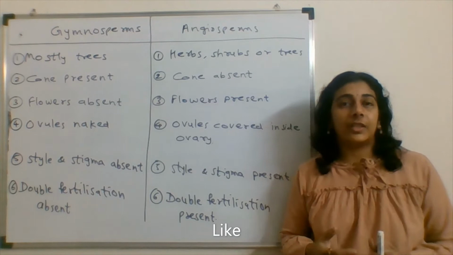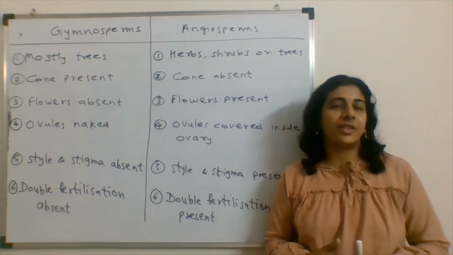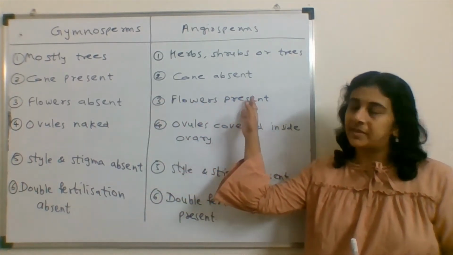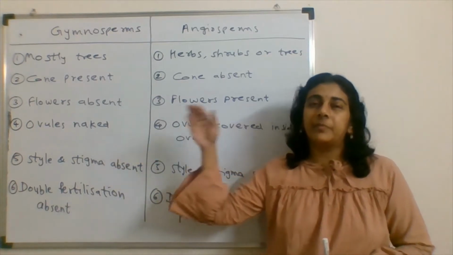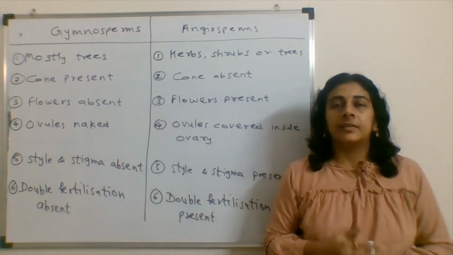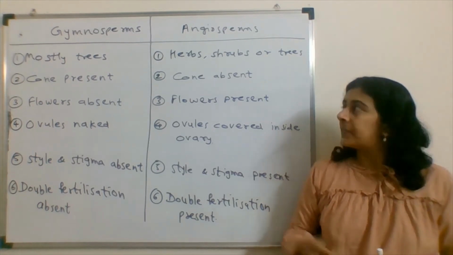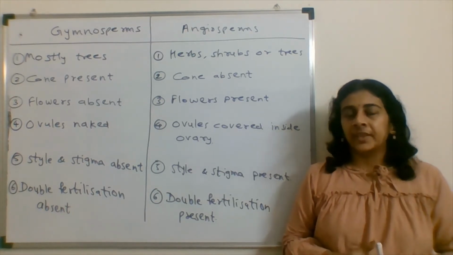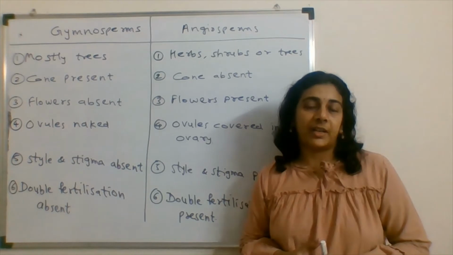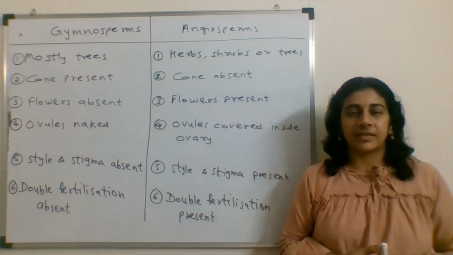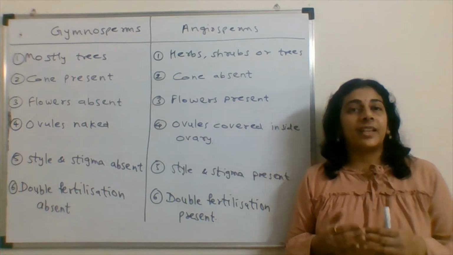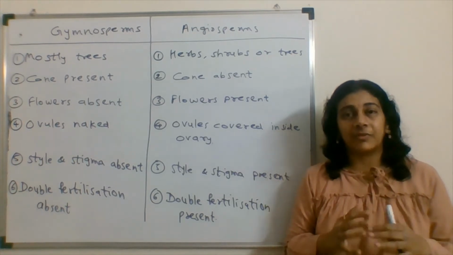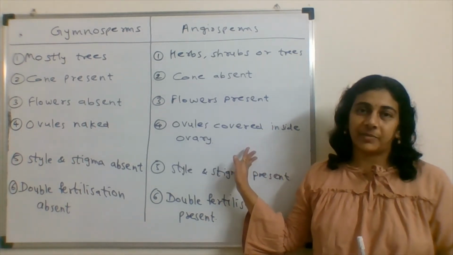Okay, so let's go through the comparative description of the classes which are given in our question, starting with the gymnosperms and angiosperms. In gymnosperms, mostly the plants are trees. Here the herbs, shrubs or trees may be there in case of angiosperms. Gymnosperms are non-flowering plants and angiosperms are flowering plants. Gymnosperms have naked seeds, and the speciality of angiosperms is that they have covered seeds.